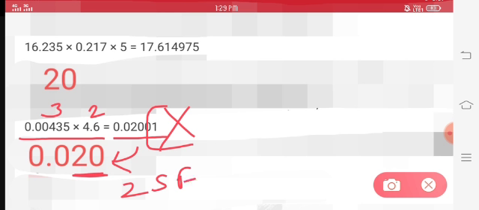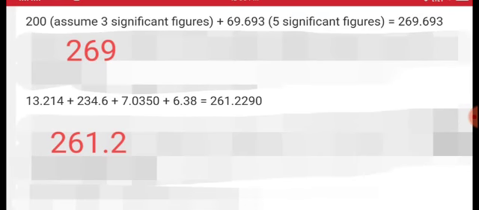So basically, in multiplication and division you have to focus on the number of significant figures, whereas in addition or subtraction you have to consider the least number of decimal digits. So these are the basic rules you have to keep in mind while solving any numerical problem for an accurate or precise result.